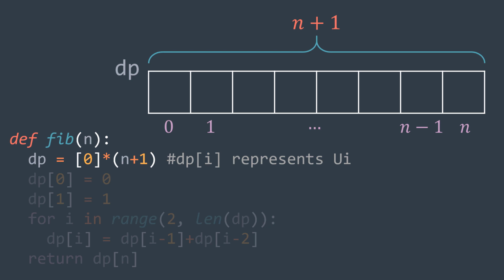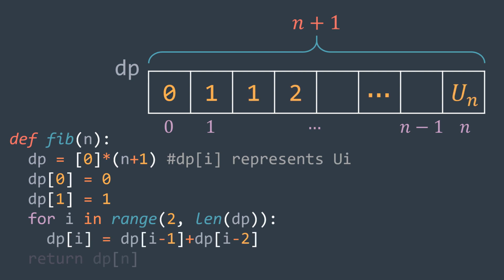Now we already have the term 0 and the term 1, it's 0 and 1 respectively. Now for each remaining index, we can get its value by calculating the sum of the two previous elements, because Un is Un-1 plus Un-2. So dp of i is dp of i-1 plus dp of i-2. And after filling the table, the nth term is in dp of n, so we return it.